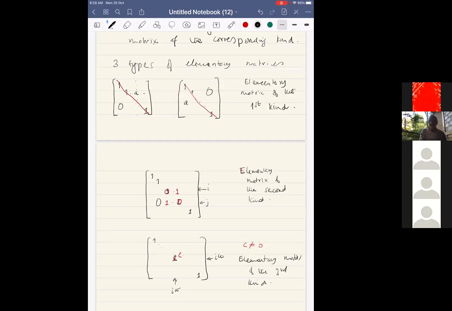I'm joking. It is important to be clear on this, because otherwise the statements that I make may not be strictly correct. So I will deal with this. For the moment, let's assume that we don't think that the identity matrix is an elementary matrix. Is that okay? Yes.